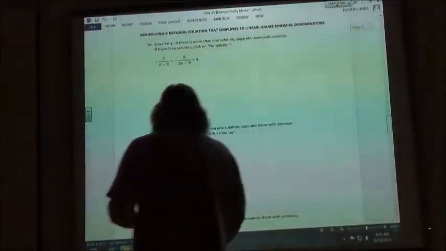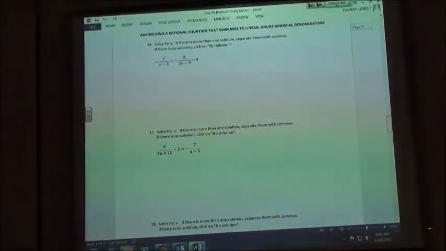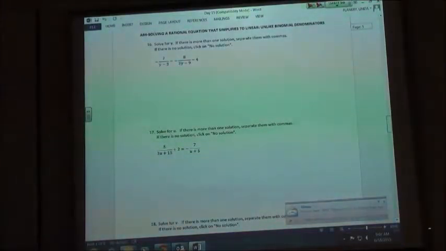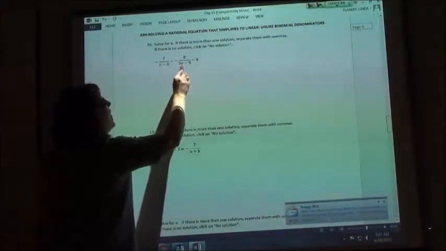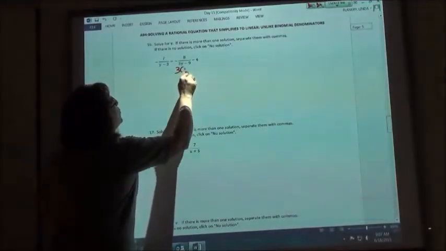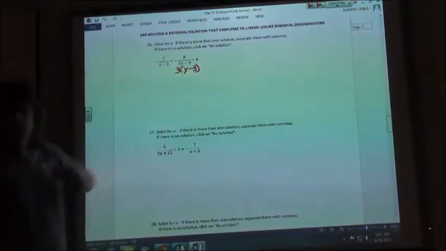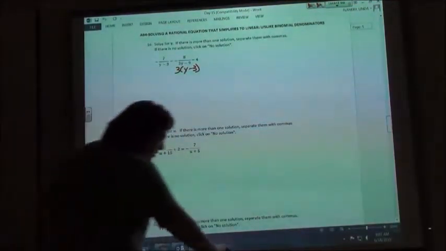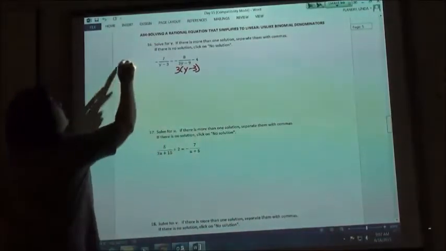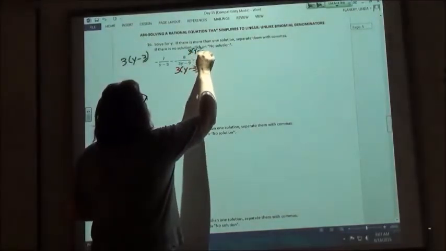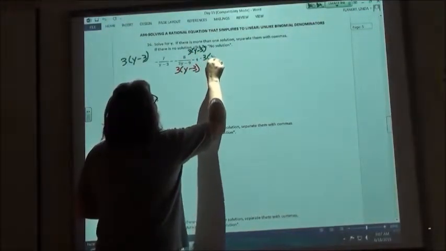All right, they did all those really simple ones so they could get to something that was maybe a little more challenging than those previous ones. Same philosophy here. I want to get rid of my fractions by multiplying by the common denominator. I want to recognize here that I could factor out the 3, and this would be 3 times y minus 3. So the y minus 3 is here. I have to use both the 3 and the y minus 3 to cancel out my fractions. So 3 times y minus 3, 3 times y minus 3, and 3 times y minus 3.